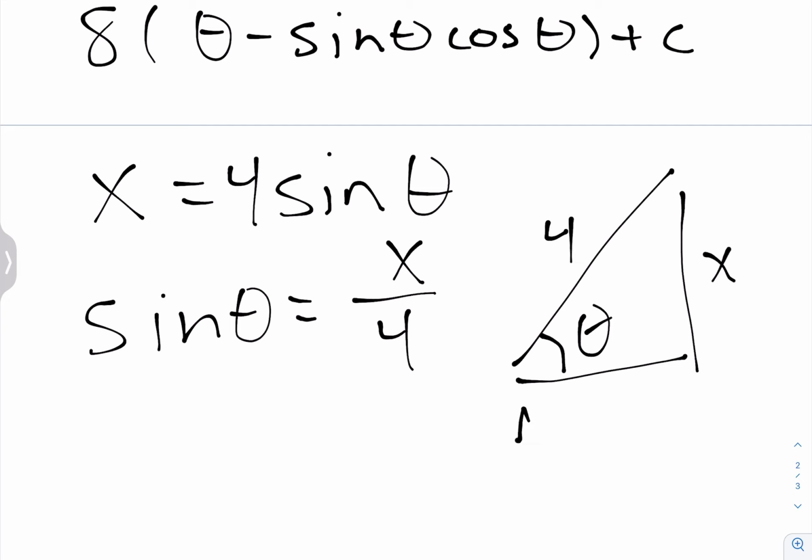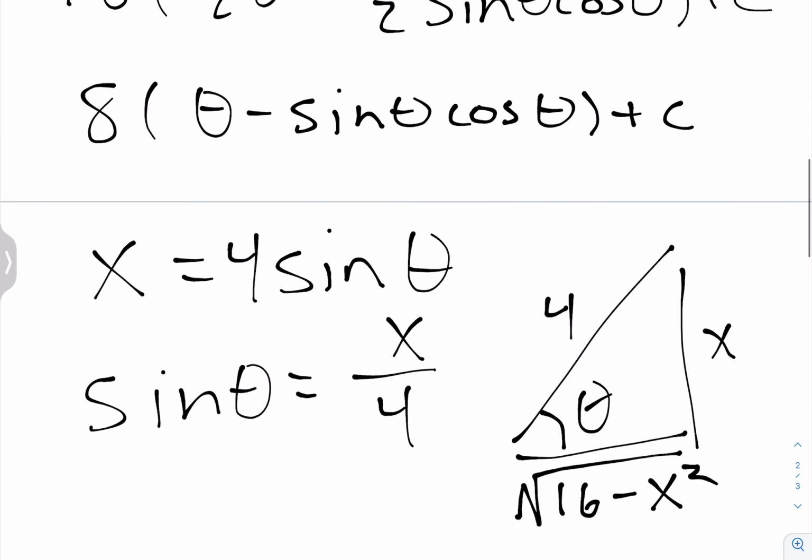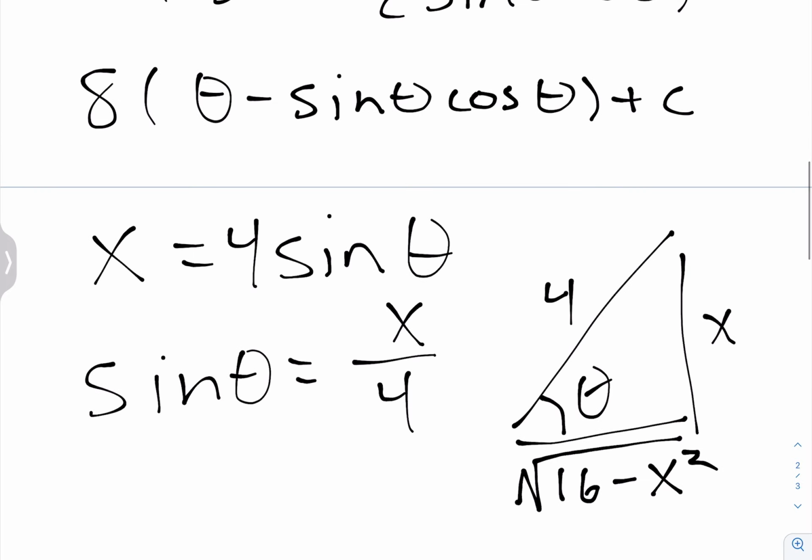So that must mean that this adjacent side is going to be 4 squared, which is 16, minus x squared. Right, that's just our Pythagorean theorem there. Okay, so we know that sine theta is going to be x over 4. So we can plug that in there. And cos theta, that's just going to be adjacent over hypotenuse. So that's going to be adjacent, which is the square root of 16 minus x squared, divided by 4.